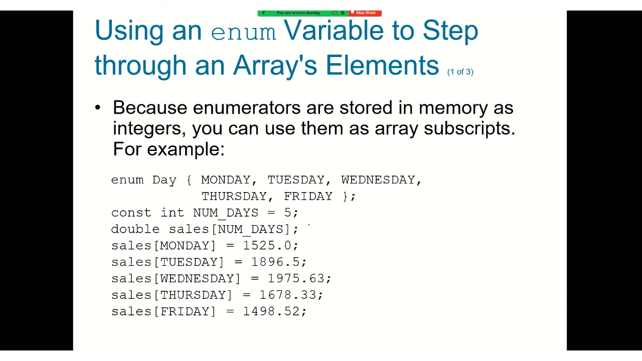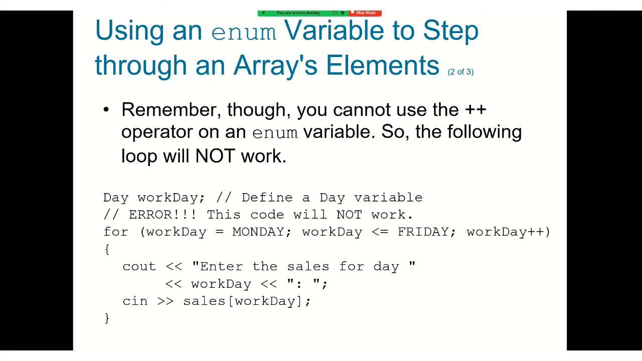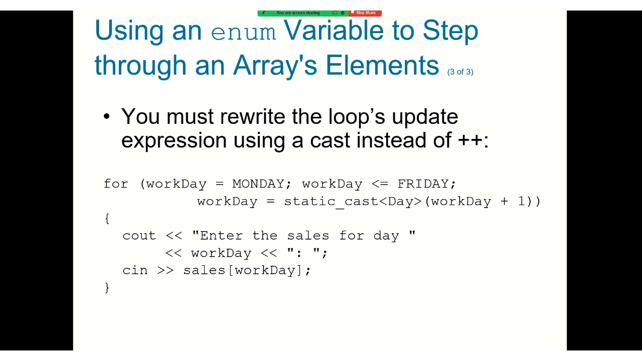So using an enum variable to step through an array's elements, you can see enum day, Monday, Tuesday. I mean, this is an enum. Then number of days is 5. Then you can do cells number of days. So you have cells Monday. Monday is basically 0. Tuesday is basically 1. Wednesday is basically 2. But you cannot set the value, it's internal. So that way you can do that. So we have done this.